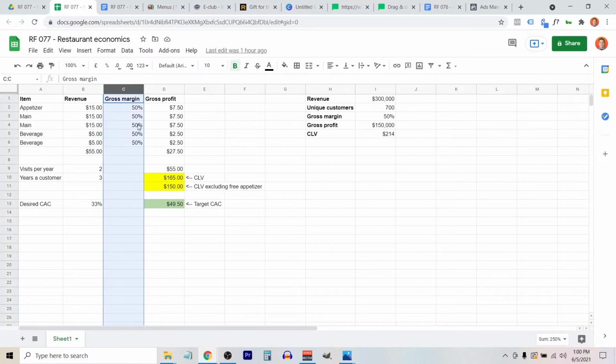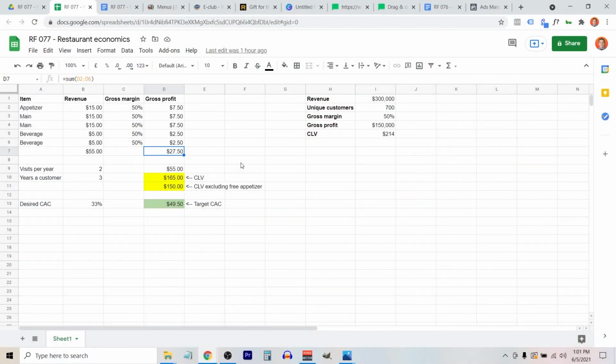We're going to estimate a gross profit margin of 50%, so that wouldn't include operational costs or staffing costs. This would simply be the meal minus the cost of the food, and then this would be the gross profit. So this particular meal, which I think is a pretty reasonable and common price, is producing a gross profit of $27.50.